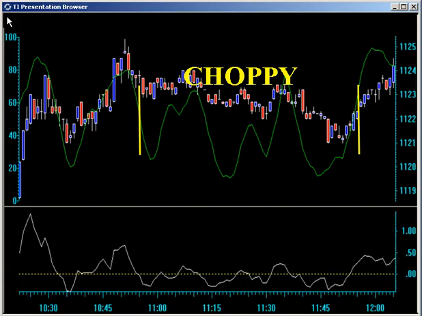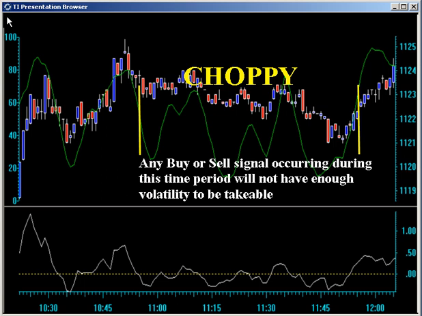This chart shows an example of extended choppy market condition in price. Notice how congested and anemic it looks between the two vertical yellow lines. Any buy or sell signal occurring during this time period will just not have enough volatility to be takeable.